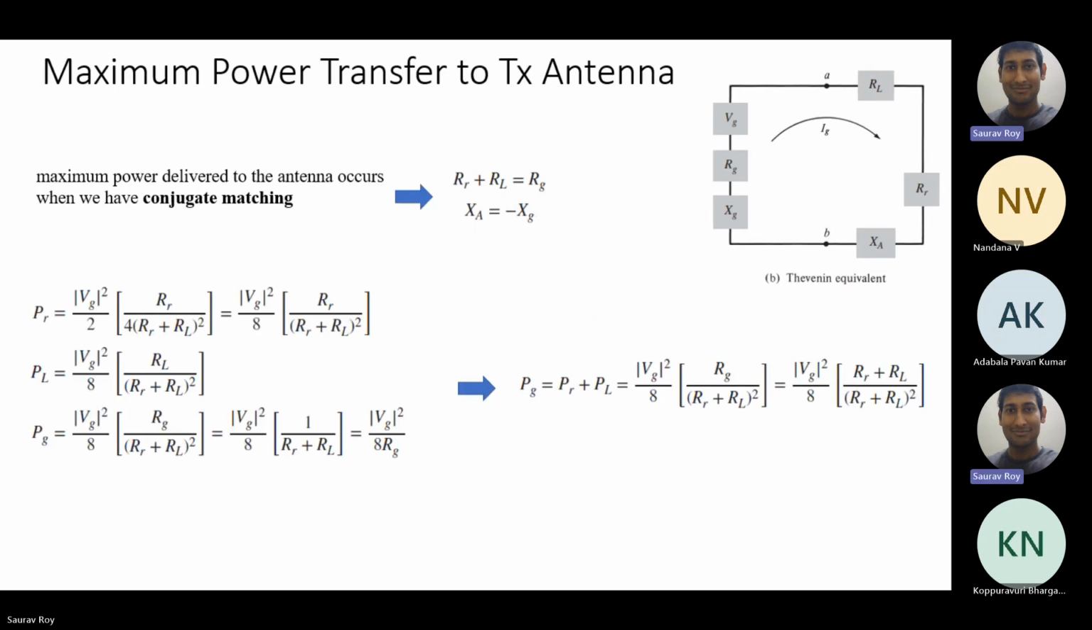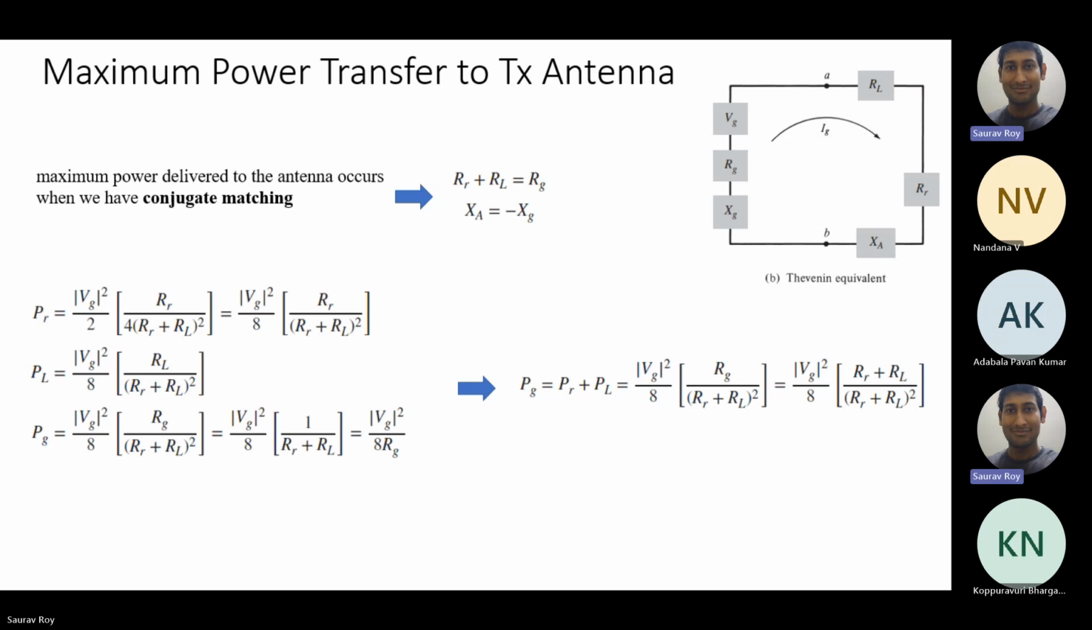Now see what it says. As you know, this is the very basic theorem you all know from your bachelor study. It says for conjugate matching, we need the antenna resistance part, the real part of the impedance, equal to Rg, and Xa should be minus Xg. So that is obviously the simple condition of conjugate matching.